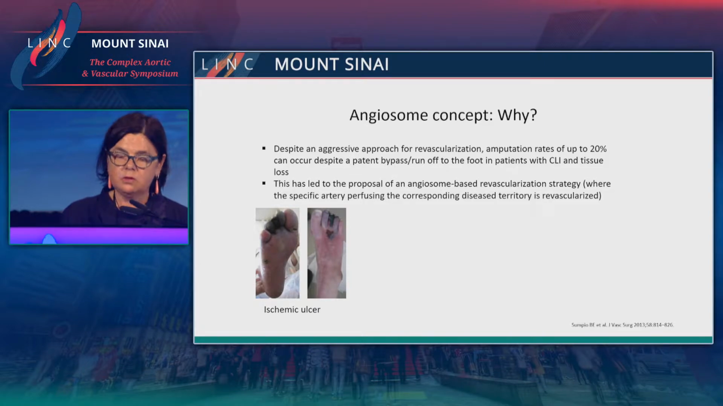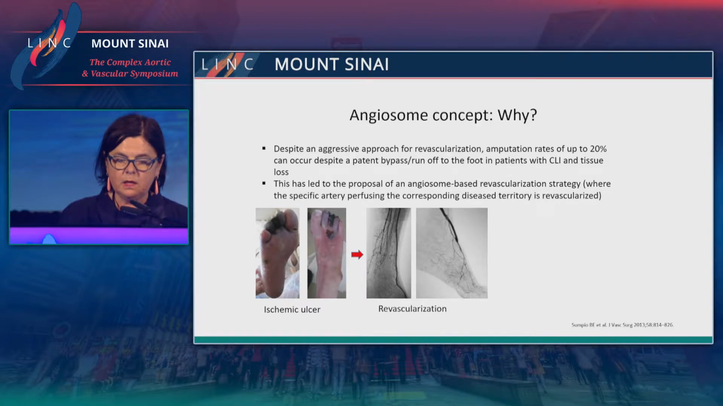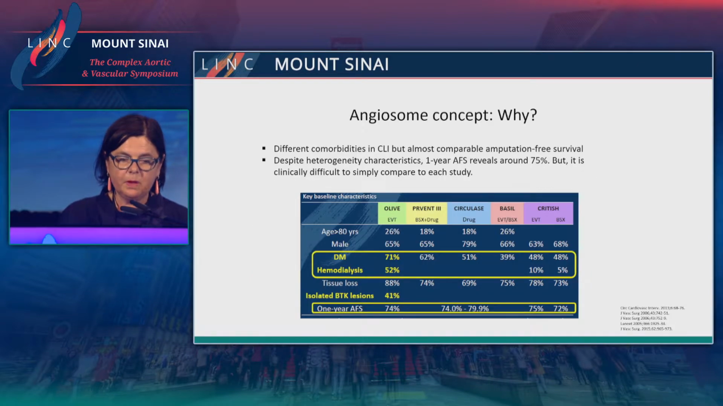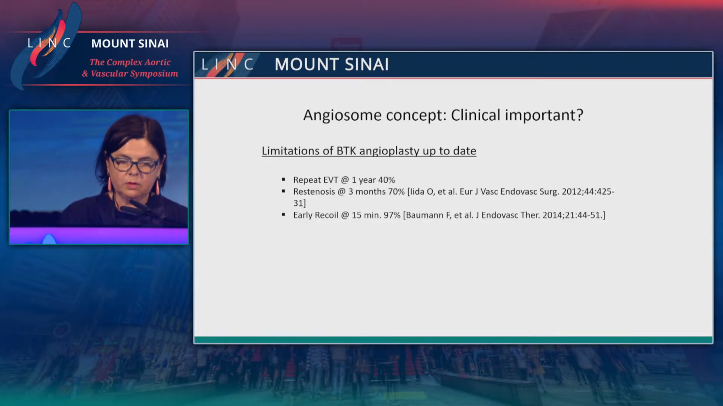So this is a patient from our cath lab, really a bad wound situation. He then got a vascular bypass because all the repeat endovascular procedures failed, and that was the end. At the year he had a major amputation anyway. So we always say, okay, if you have different comorbidities in CLI patients, these different comorbidities might be responsible for the different outcomes. But if you have different comorbidities, we almost have comparable amputation-free survival. So there must be something else which is wrong with our concept during the procedures.